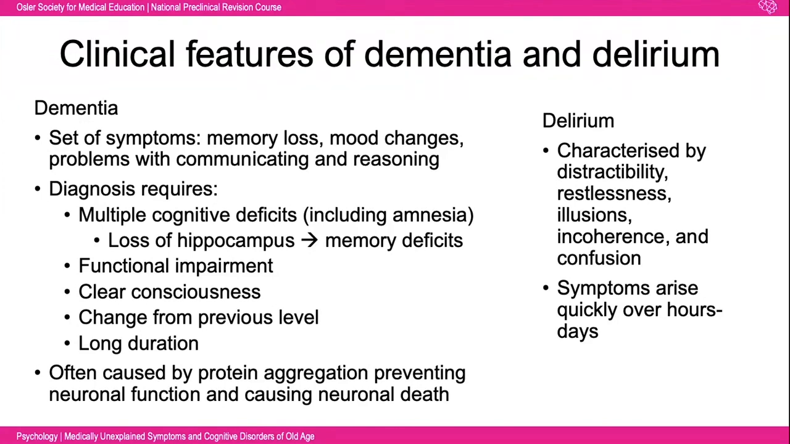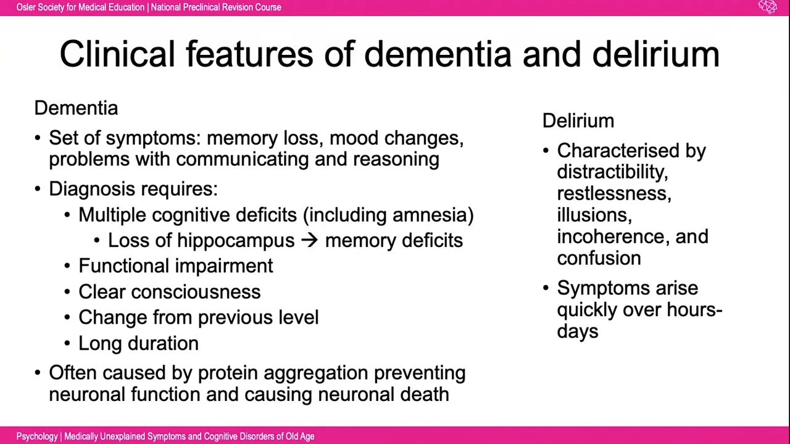It requires clear consciousness, so the diagnosis does not apply when the patient is unconscious. You need a change from the previous level, which is usually determined by talking to relatives, and a long duration, generally over 6 months. It is often caused by protein aggregation, such as amyloid plaques or tau tangles, which prevents the neurons from functioning properly and also causes neuronal death. The loss of the hippocampus in particular results in memory deficits.